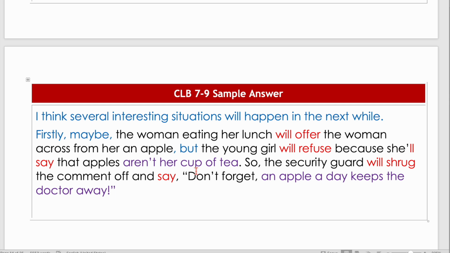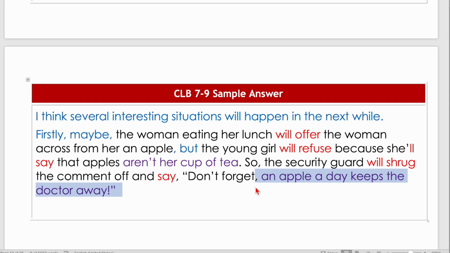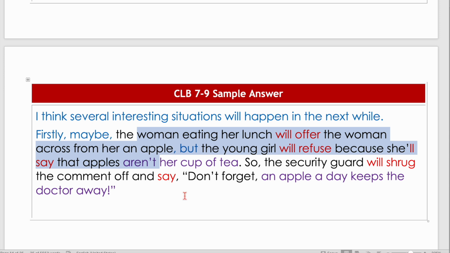So what's interesting is here that the girl said, apples aren't my cup of tea. And then the other girl responded, well, no problem. Don't forget, an apple a day keeps the doctor away. And that means apples are healthy. Okay, so very good idea. I think that what makes this idea the strongest here are these expressions. Very good use of expressions. Anytime we can use expressions, that's a great idea. But also the connection between the two ideas makes it stronger as well. So great first idea to start.